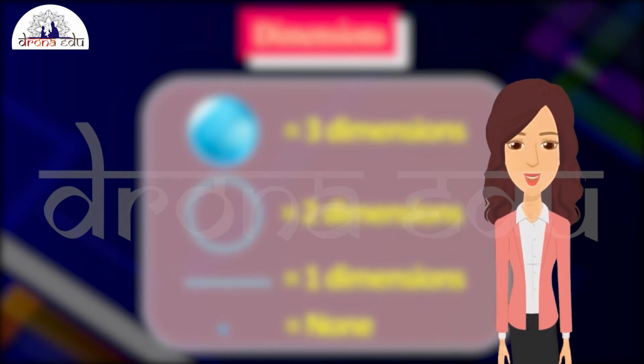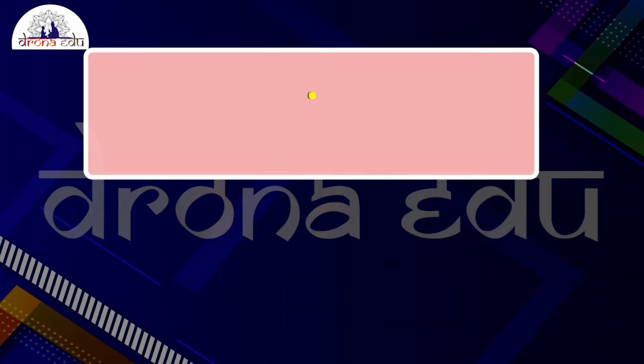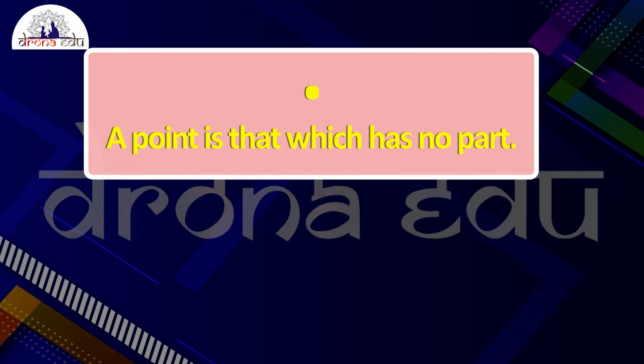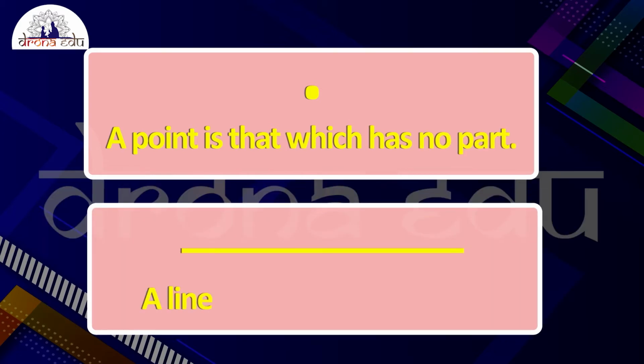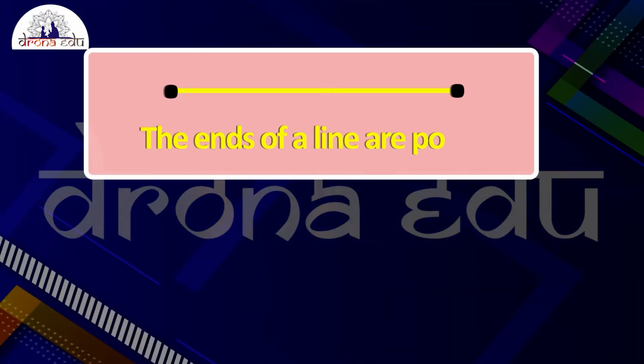23 definitions in Book 1 of the Elements. Let us see a few of them. What are those? The first one is, a point is that which has no part. The second one is, a line is a breadthless length. The third one is, the ends of a line are points.